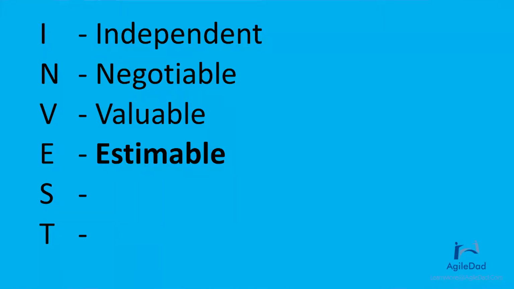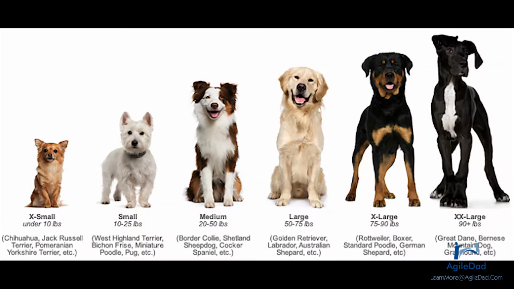Next is E for estimable. We need to be able to have enough detail that we can provide an estimate of the relative size and complexity of this story versus the other stories in the backlog. We can use things like story points or t-shirt sizes or dog sizes, whatever makes sense for your team, but we need to convey, again, the relative size and relative complexity of the story.